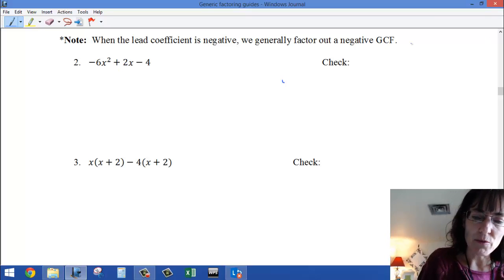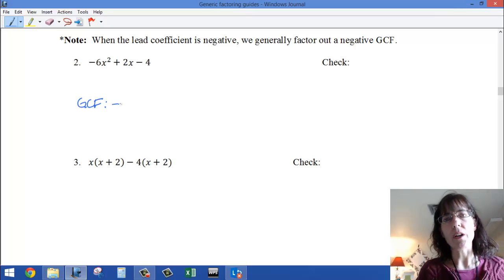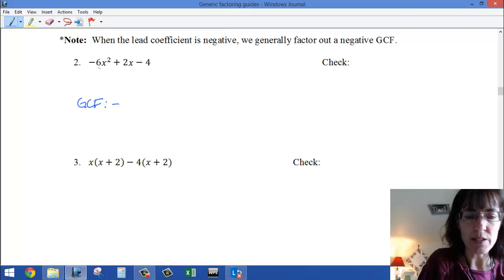of a negative greatest common factor. So in this case, I have negative 6x squared plus 2x minus 4. And what we're saying is that we'd like for our greatest common factor to have the negative on it because the x squared has a negative.